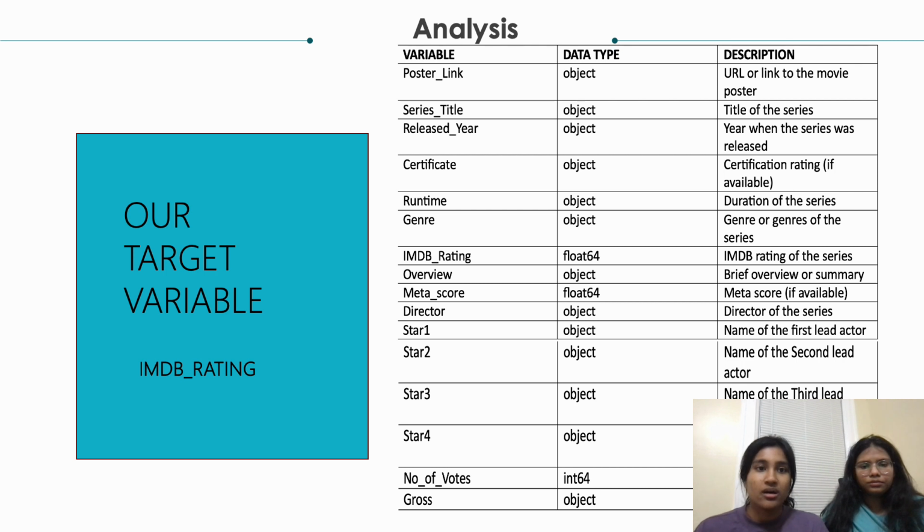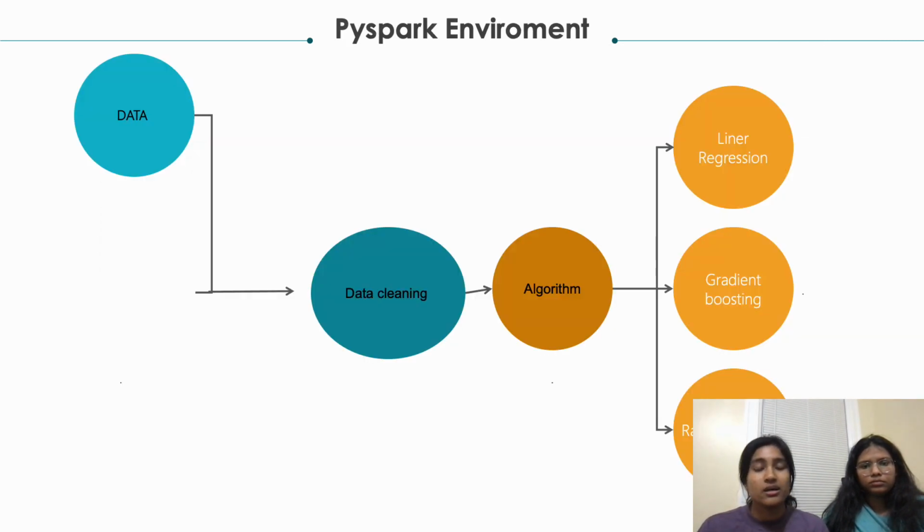So coming to our analysis, these are the variables which are present in our data set, and our target variable is IMDb ratings. So this is a SparkPark environment. We took our data and did our data cleaning by removing the missing values and impurities, and we took the cleaned data and ran our algorithms: linear regression, gradient boosting, and random forest.